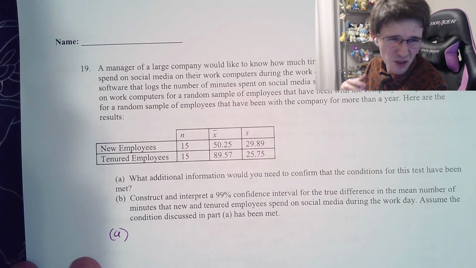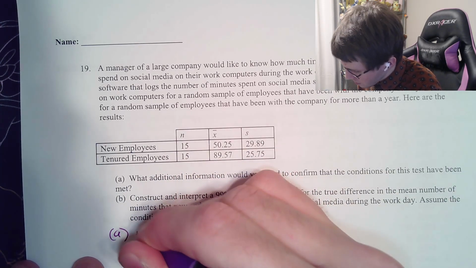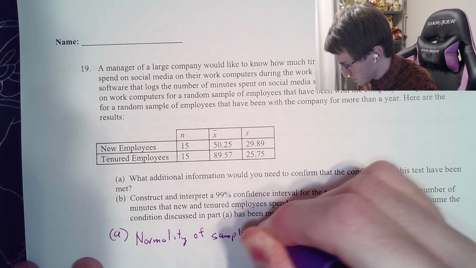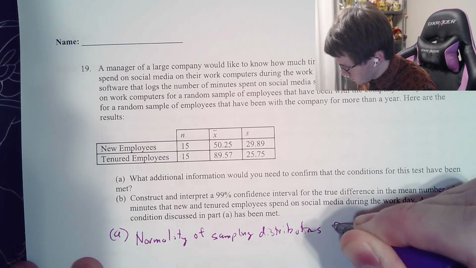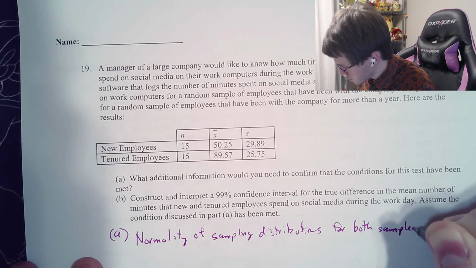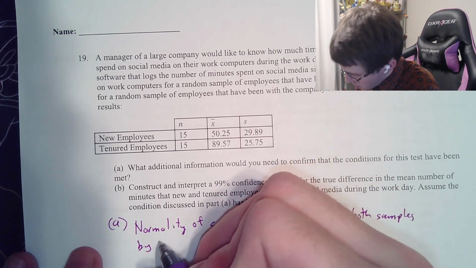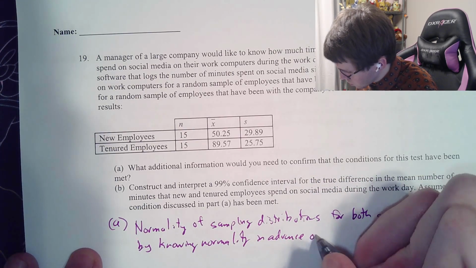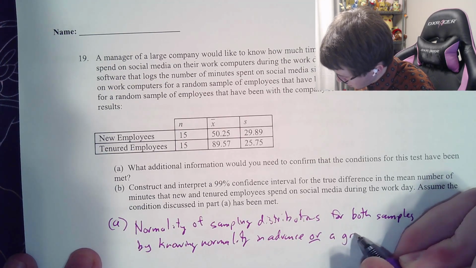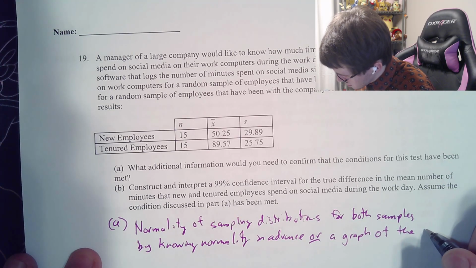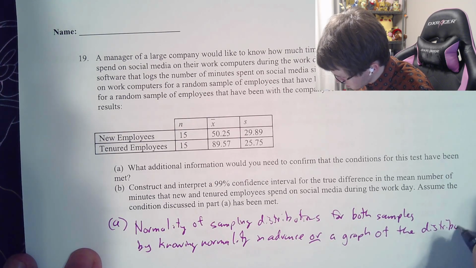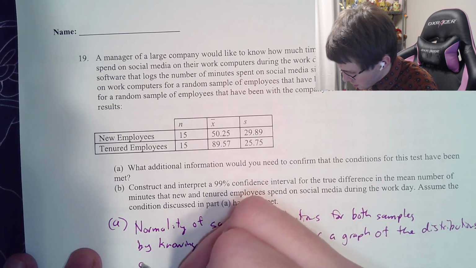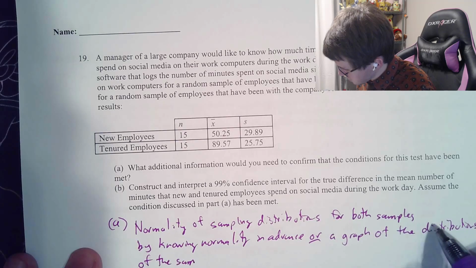What else do we need? It's a large company. So large company is that 10% part. So letter A, we need normality of sampling distribution for both samples by knowing normality in advance, or a graph of the samples data.